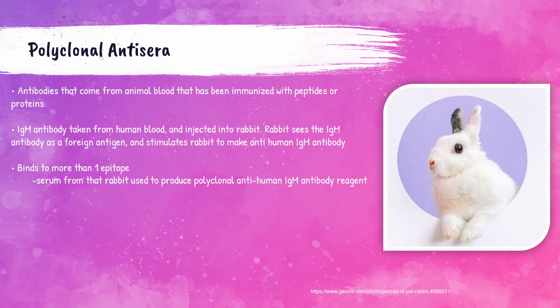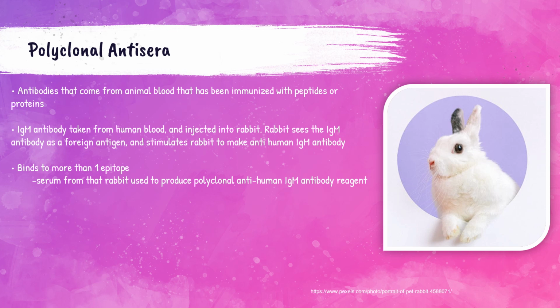So we use polyclonal antisera and monoclonal antibodies in the laboratory all the time, and also in histology. Polyclonal antisera are antibodies that come from animal blood that has been immunized with peptides or proteins. So that's a lot of scientific wording here. What does this even mean? What happens is an antibody, specifically class IgM, is taken from a human, right? So the blood is taken out and the IgM is taken.